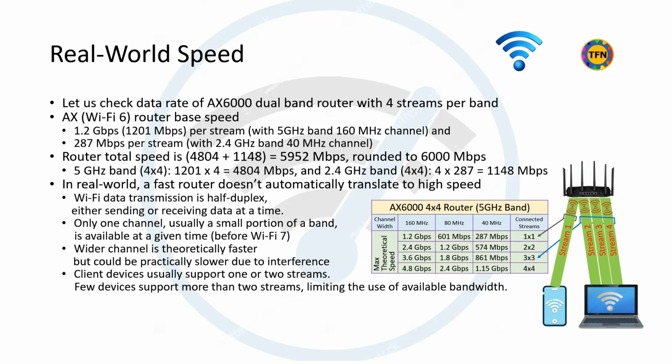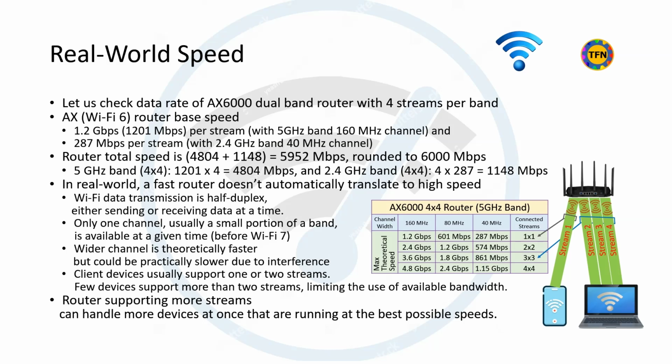Most of the client devices, which support 1 or 2 streams, are also reasons for slower speed. They can't take full advantage of higher router speed with more streams. Though individual client device may not be able to take advantage of high-speed routers supporting more streams, it can handle more devices running at the best possible speeds at the same time.